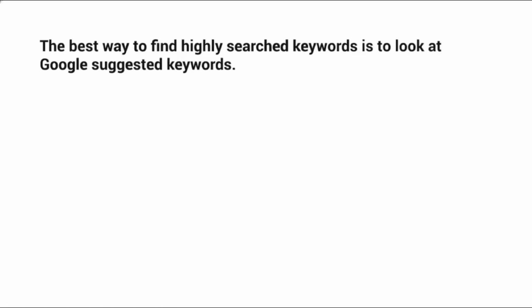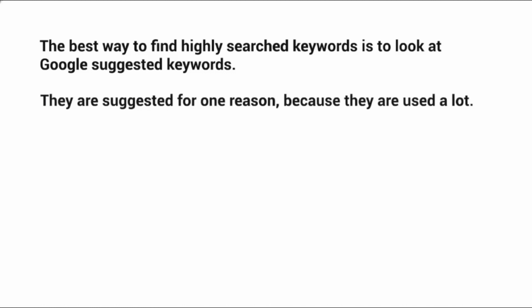Now the big question is, how do I find these keywords? So the best way to find highly searched keyword terms is to look at the Google suggested keywords. And they are suggested for one reason, because they are used a lot. So let me show you how to find them and what they look like.